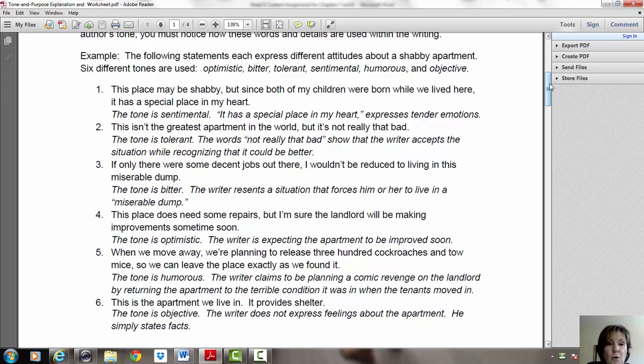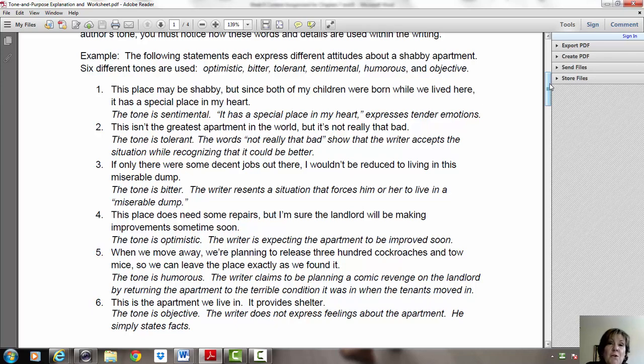Number 5: When we move away, we're planning to release 300 cockroaches and termites so that we can leave the place exactly as we found it. What would that tone be? Humorous. The writer claims to be planning a comic revenge on the landlord by returning the apartment to the terrible condition it was when the tenants moved in. Number 6: This is the apartment we live in. It provides shelter. That tone is objective. He does not express feelings about the apartment, and he simply states facts.